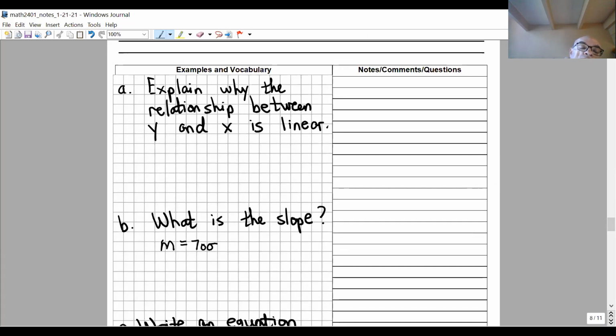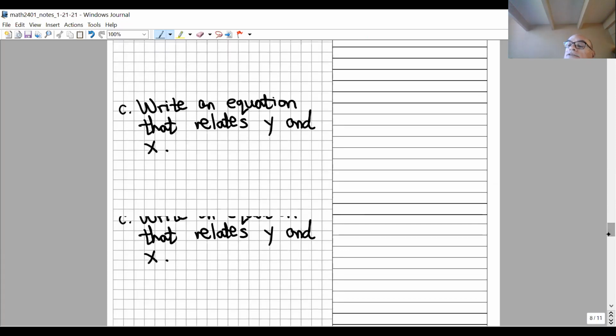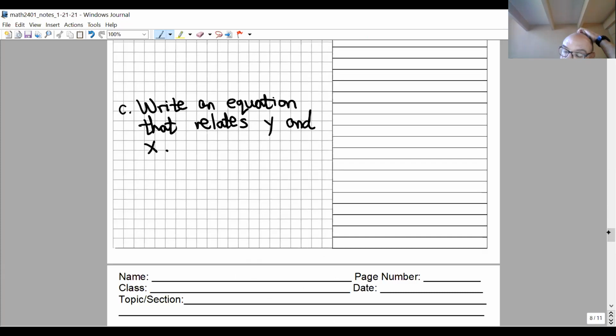And usually now, we denote the slope by m, right? So there's the slope, 7,000. Once you've got the slope, you really know everything about your line. Lines are crucially related to the notion of slope. Once you know the slope, you're really on your way with lines.